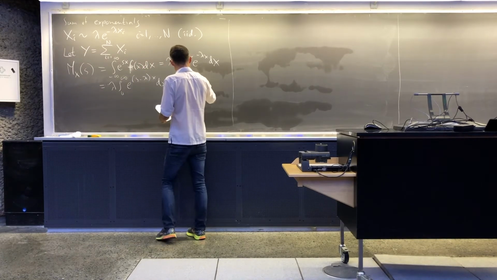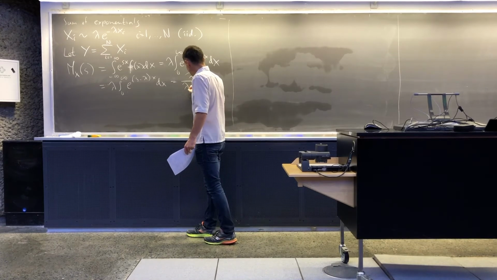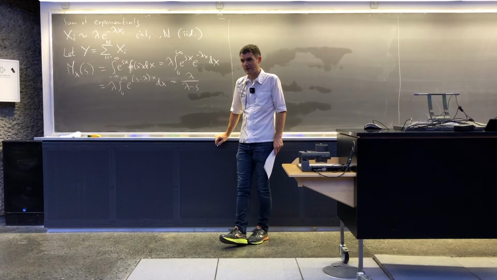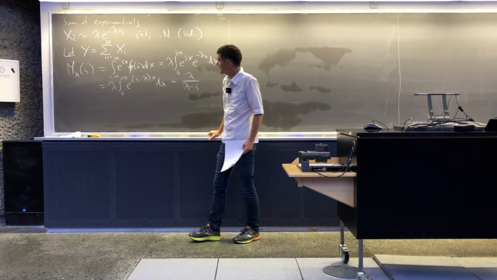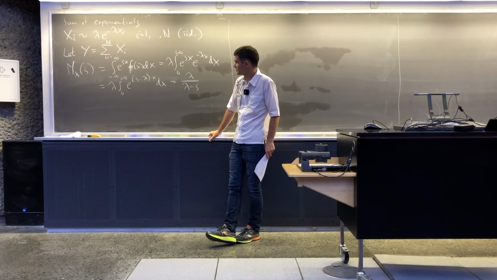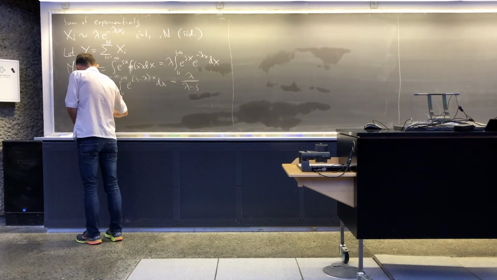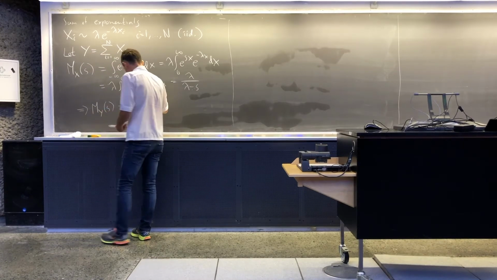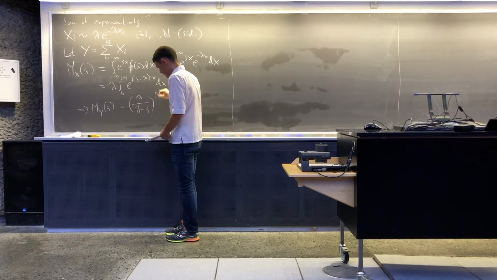It becomes lambda over lambda minus s. So now we have expressed the moment generating function of an exponential random variable as a rational function in s. And since the moment generating function of y is supposed to be just a product of such terms, it becomes simply this: lambda divided by lambda minus s, to the power of n.